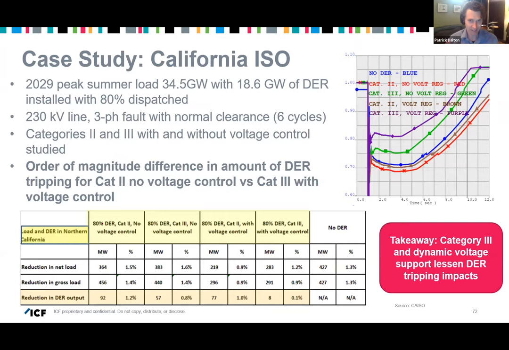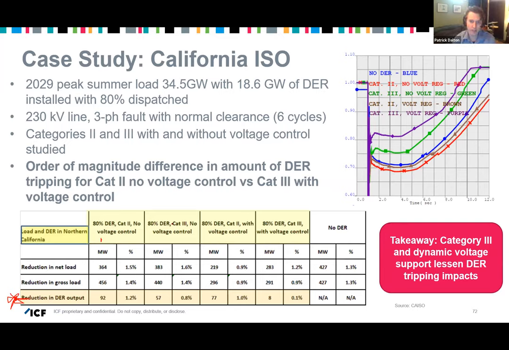Turning this into a little bit more of a concrete concept, there was this case study performed by California ISO fairly recently that looked at how voltage control might be able to keep additional DER online. So I have some details in bullet points of what the study actually looked at, not going to cover the characteristics of the line and the load and all of that that's displayed on the screen. But what I do want to mention is this very last row of the table that's highlighted, looking at the reduction of DER output in relation to these categories at the top that look at category 2 or category 3 DER, with and without voltage control.